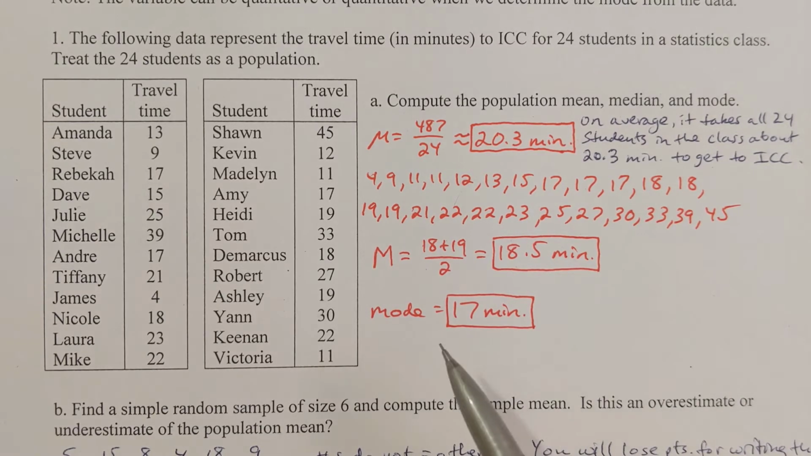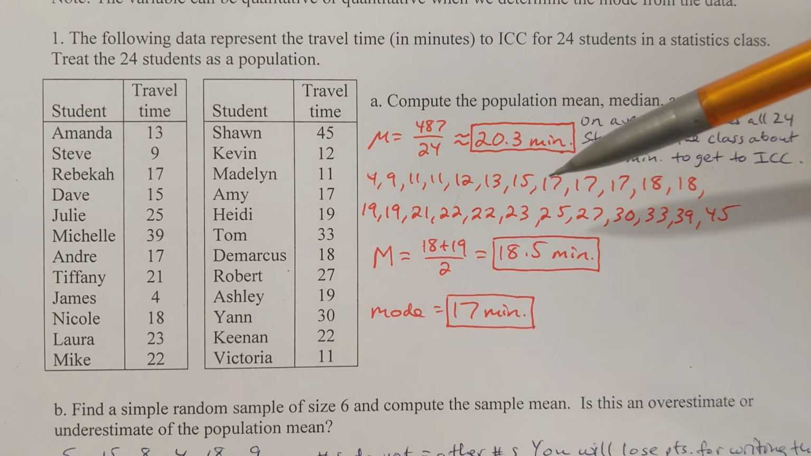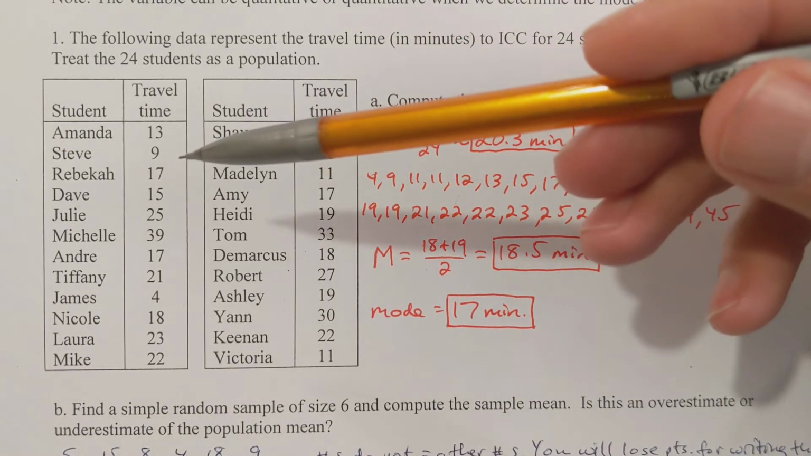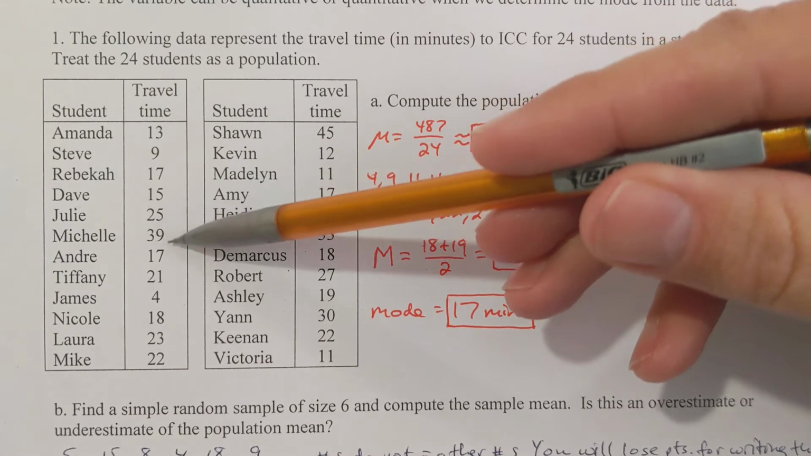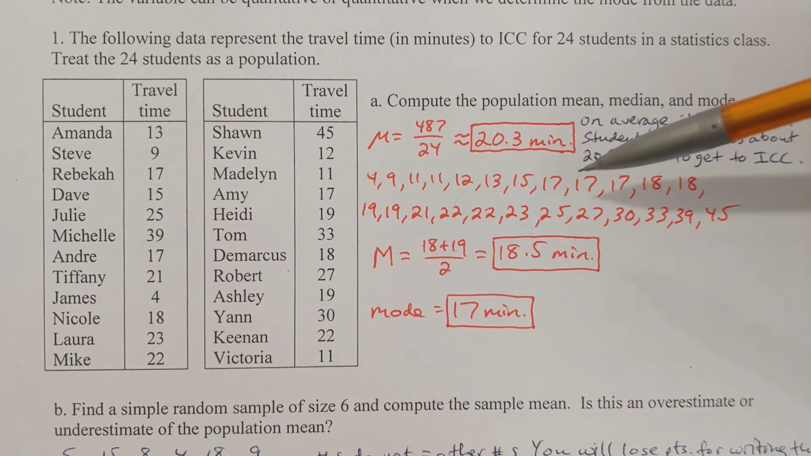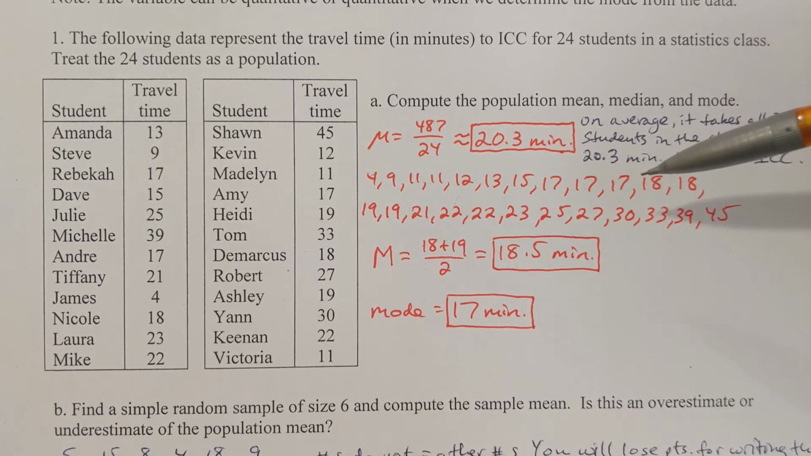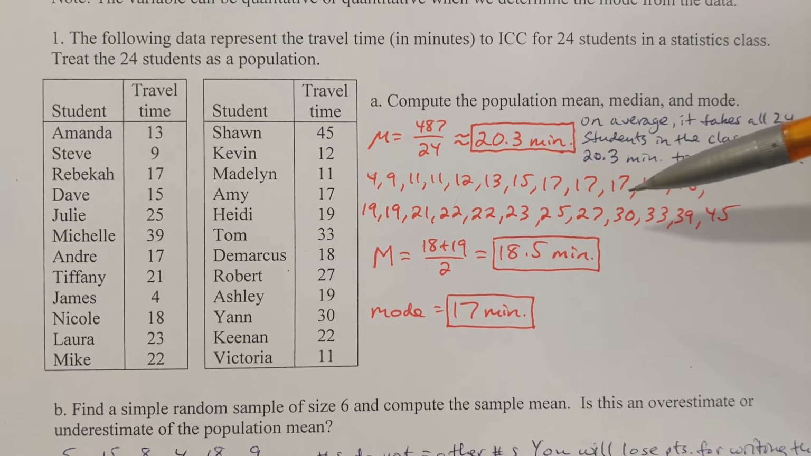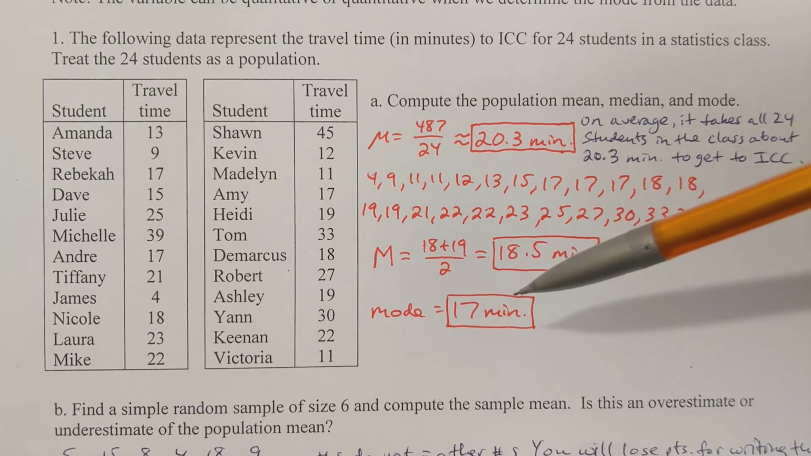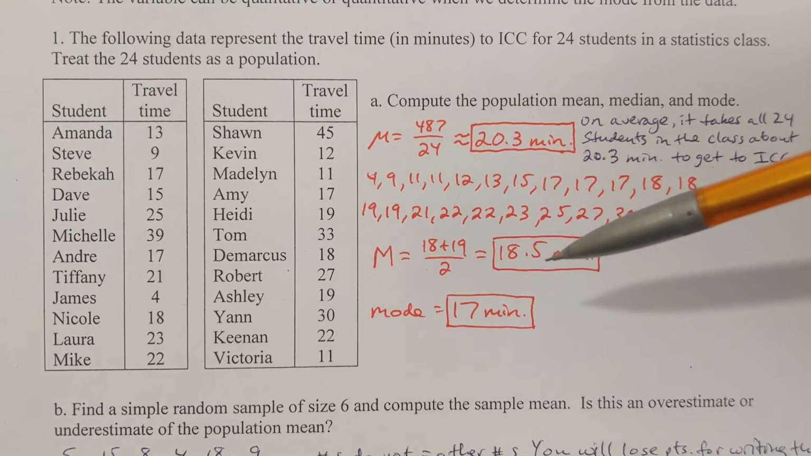The mode of the data set is the value that occurs most frequently. So I will have a mode. Let's see here. There's 17 minutes. Here's 1, 2, and 3 times that I see 17 minutes listed. Now, I didn't see any other value listed 3 times or more. So this is only going to have one mode. And I just write 17 minutes.